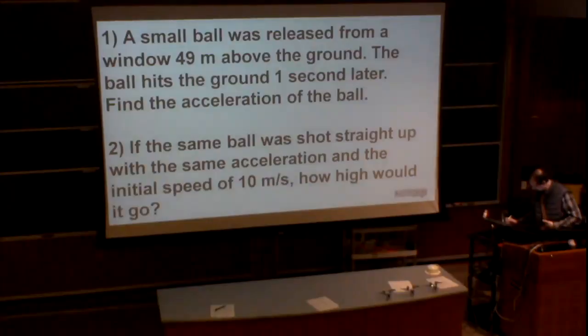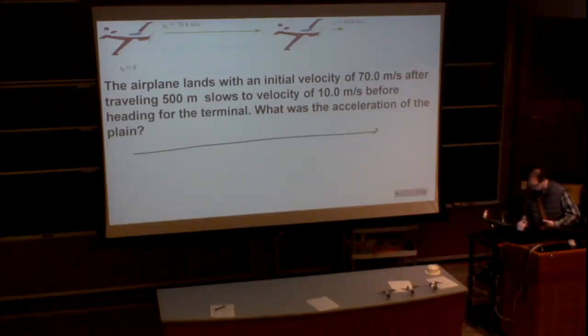Wrong direction. So x axis. Well, here, landing point. Set origin at the landing point that makes initial velocity to be 70 meters per second, and after traveling for 500 meters, the velocity becomes equal to 10 meters per second.